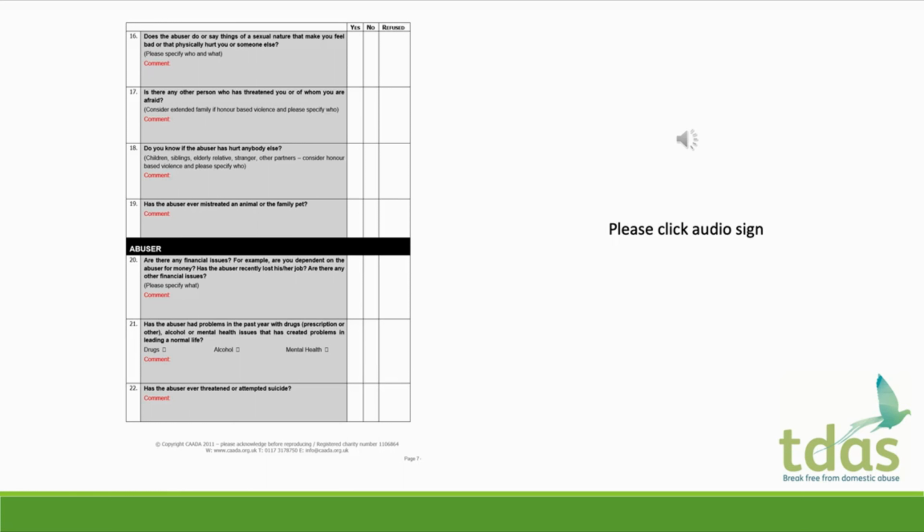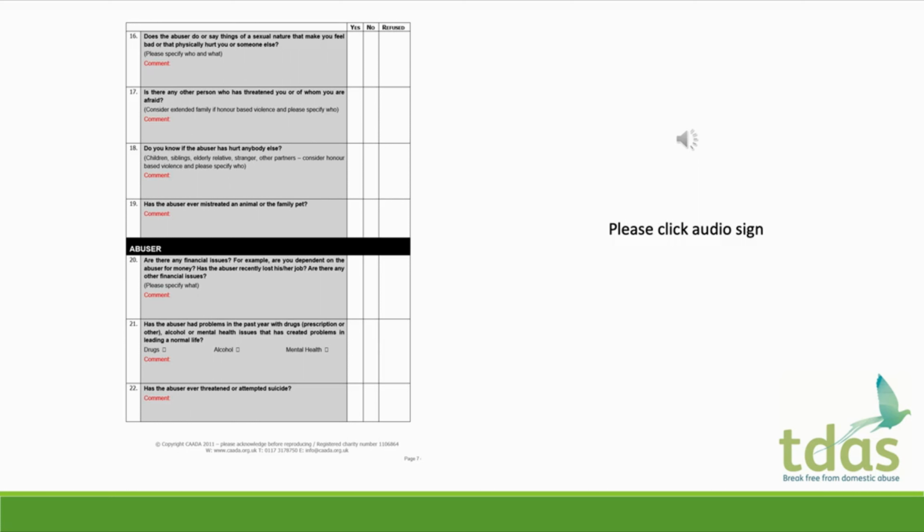Question 22 asks, has the abuser ever threatened or attempted suicide? This is important because the perpetrator may use coercion, threats to hurt him or herself if the victim leaves, contact the police or other services. If a perpetrator is suicidal and has attempted suicide, it opens the risk to consider as a professional familicide and whether this is something that the abuser may be at risk of.